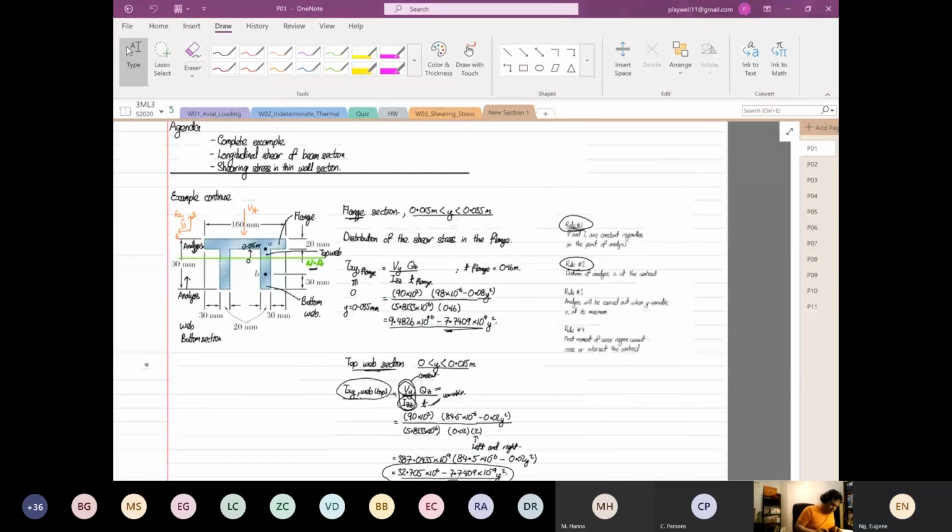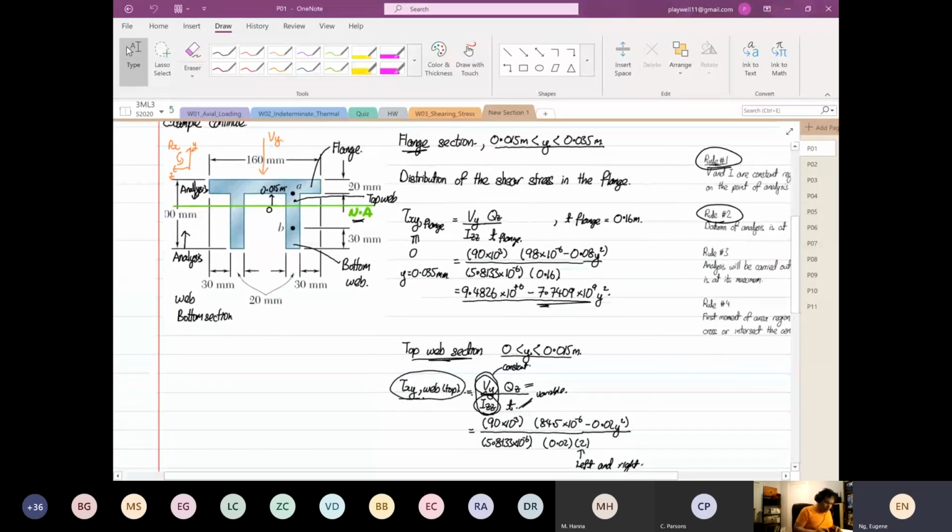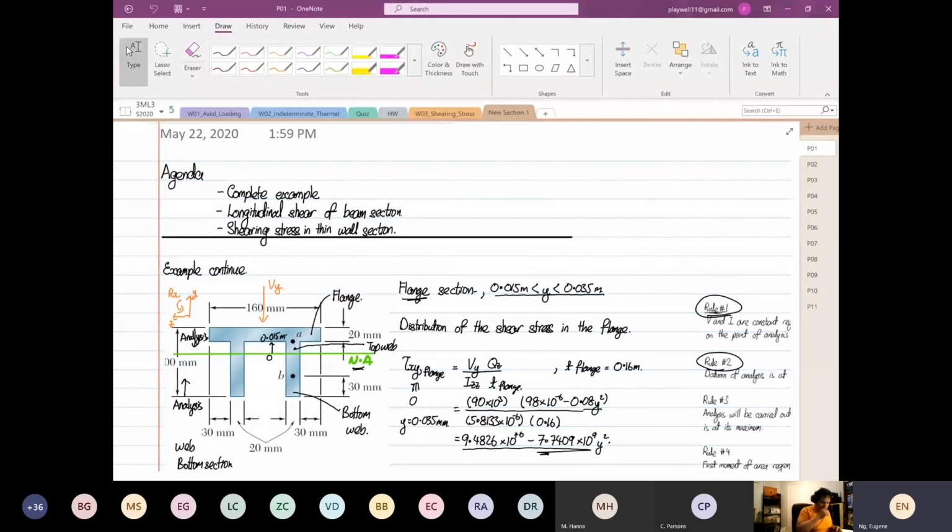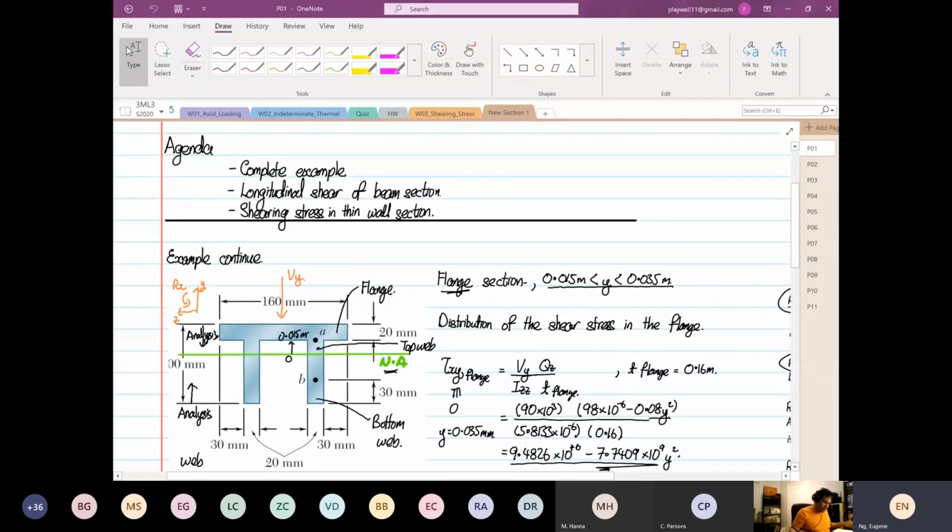So today we're going to complete the example that we started last week. And then we are going into longitudinal shear of a beam section. This is very useful for building a deck.